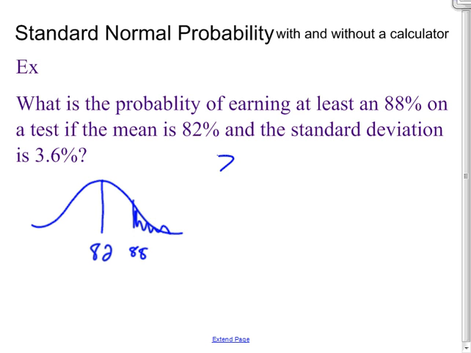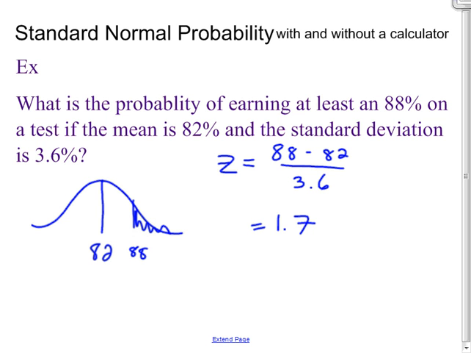So therefore, I have to convert this into my z-score. So it's the score I'm looking at minus my mean divided by my standard deviation. My z-score is therefore 1.7. I go to my table, I take a look at that sheet. Make sure you have that sheet.